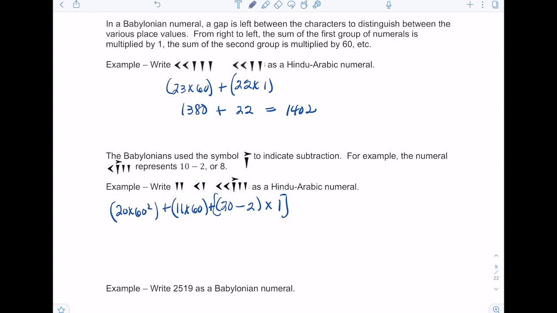And here we have 7,200 plus 660. 20 minus 2 is 18 times 1, which is 18. And if I add those together, I get 7,878.